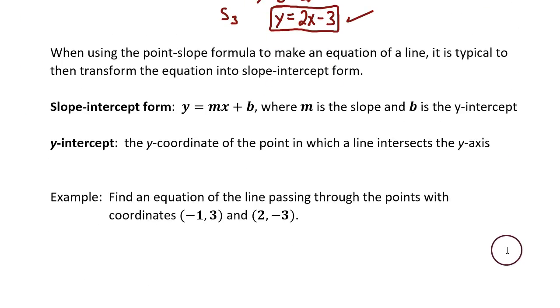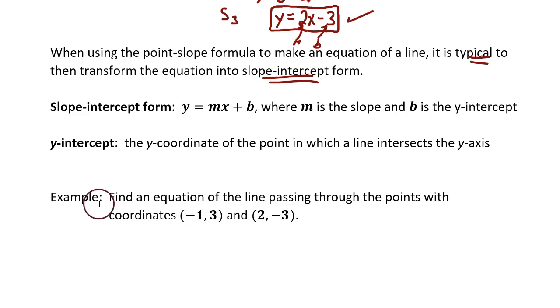When using the point-slope formula to make an equation, it is typical to take the time to transform the equation into slope-intercept form, and that's what I had done right up above. Slope-intercept form has the format y equals mx plus b, where the variable m is the slope and the letter b is the y-intercept. So in our example, this line has a slope of 2 and it touches the y-axis at negative 3. The y-intercept is the y-coordinate of the point where a line intersects the y-axis.